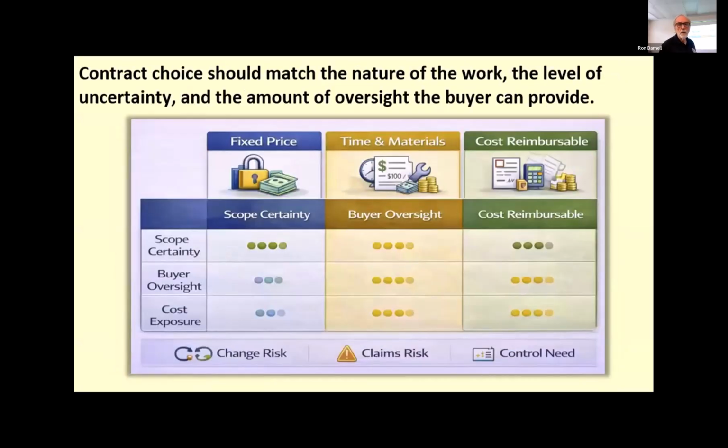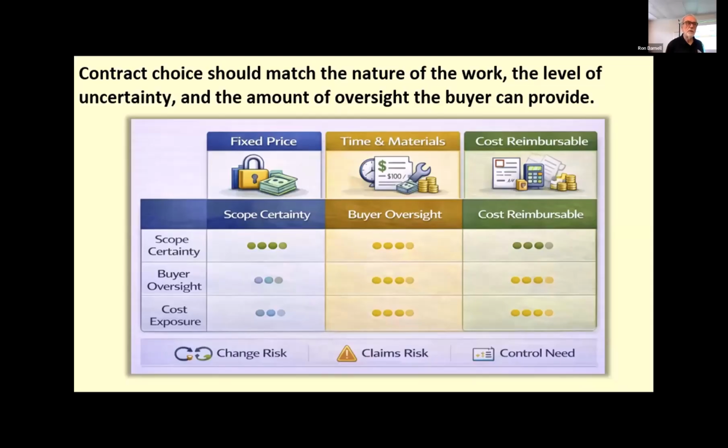So, choosing the right contract. Choosing the right contract depends on scope clarity, risk allocation, and control needs. Contract choice should match the nature of the work, the level of uncertainty, and the amount of oversight the buyer can provide. So after looking at all these three main contract families, the reason we call them families is because underneath each one of those, there are various forms of it. The next step is to bring them together into one practical selection idea.